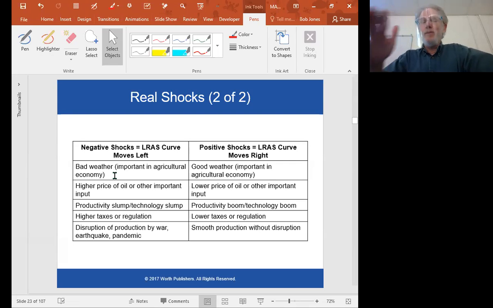When I think through a problem, I draw a graph because I've been doing this for long enough to know how easy it is to make a mistake, even after you've been doing it for a long time. So draw a graph. And then when you're drawing the graph, remember, if it's a real shock, that means the long-run aggregate supply curve is shifting. If it's a negative real shock, it's shifting to the left. If it's a positive real shock, it is shifting to the right.